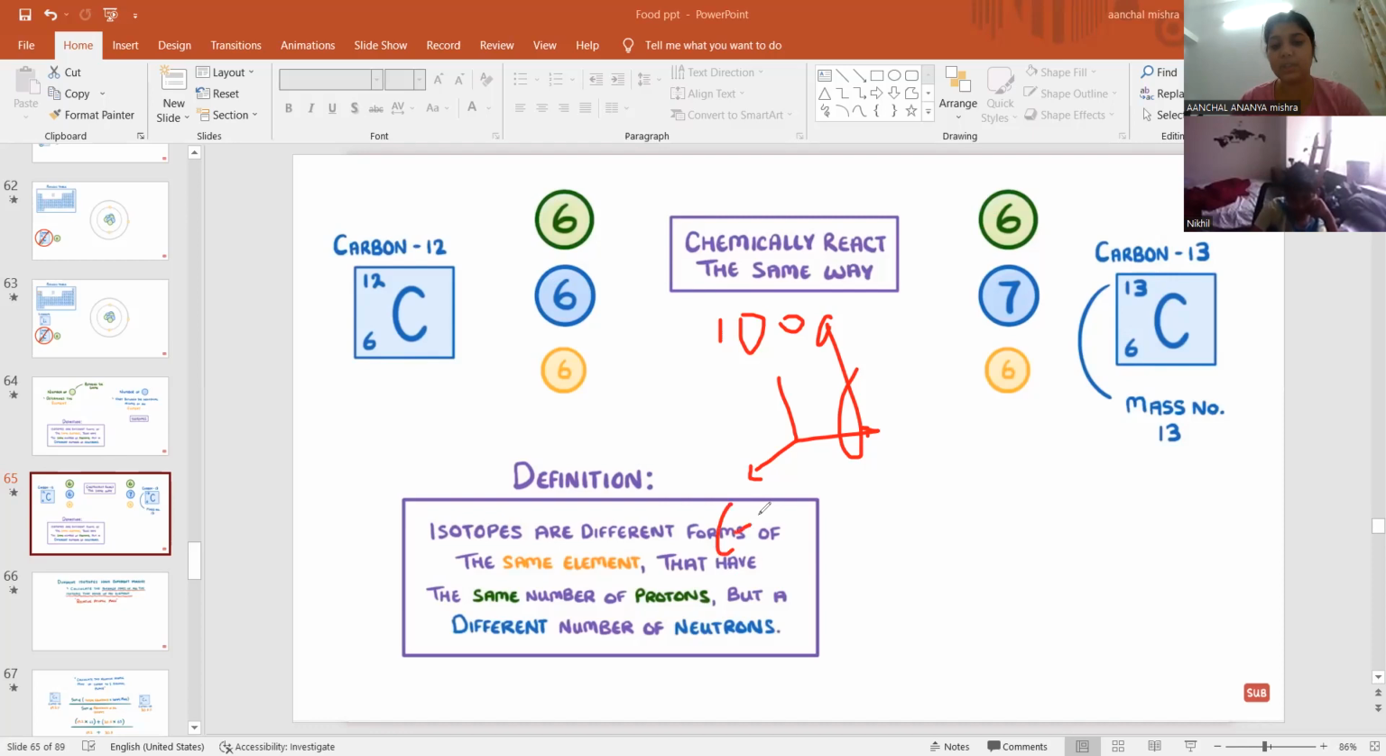So we are having C12 and C13 over here. How do we know that C12 is more or if C13 is more or if both are in the equal amounts? That is determined with the percentage abundance. What is meant by abundance?